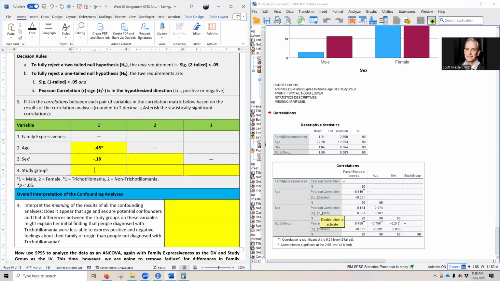Down the line, 0.45 with a star because it's significant. Scooting over, age and sex is 0.17 and does not get a star because that's not less than 0.05. Study group and age is negative 0.76. That gets a star. And then finally, 3, which is sex with study group, that is negative 0.25. And that gets a star too, because sig is less than 0.05.